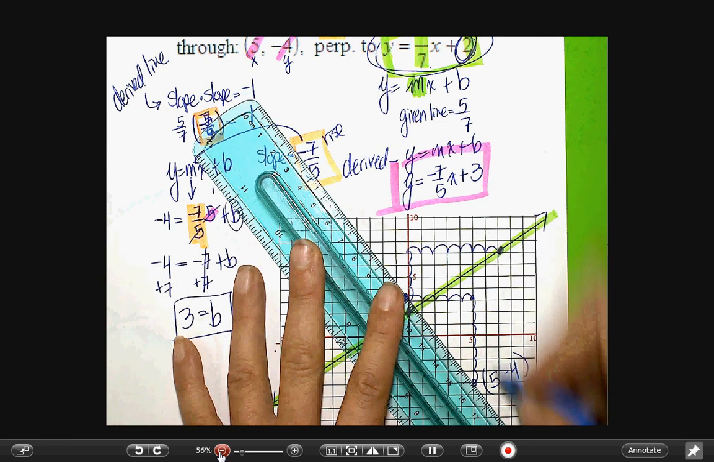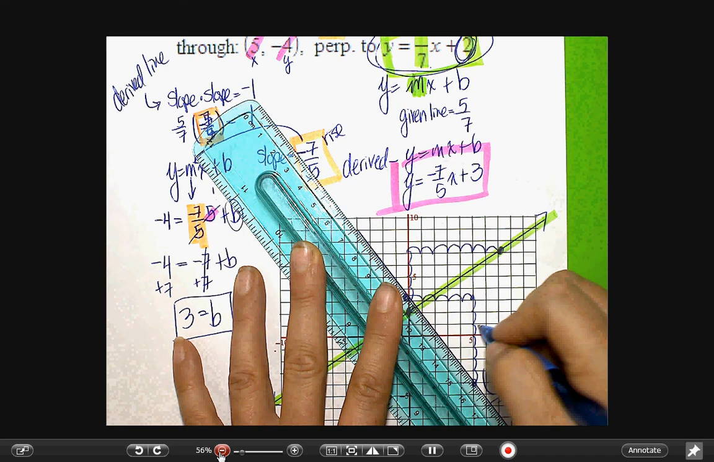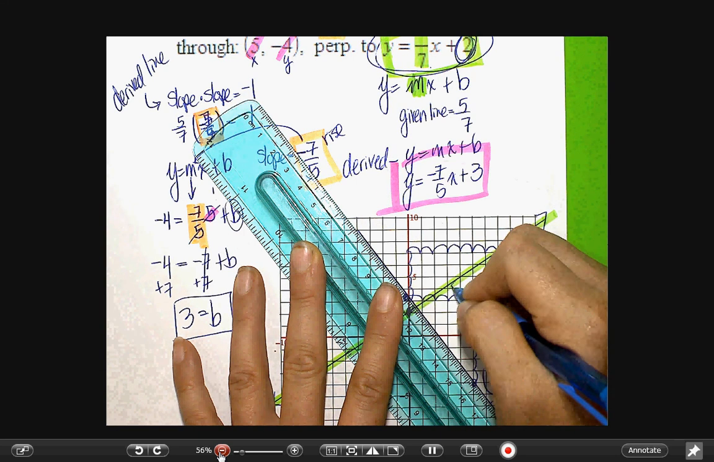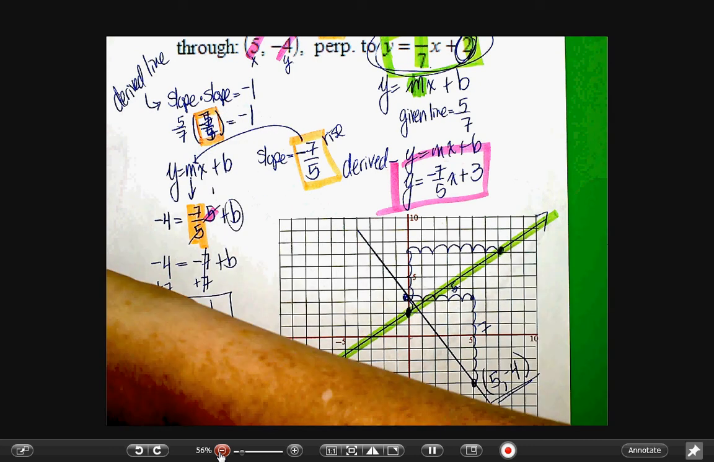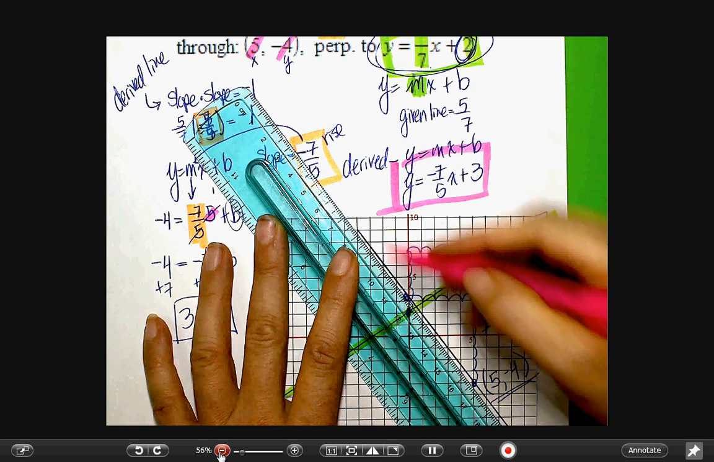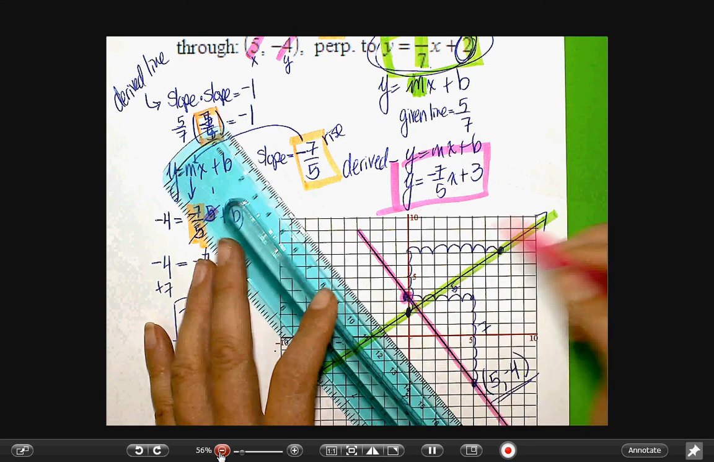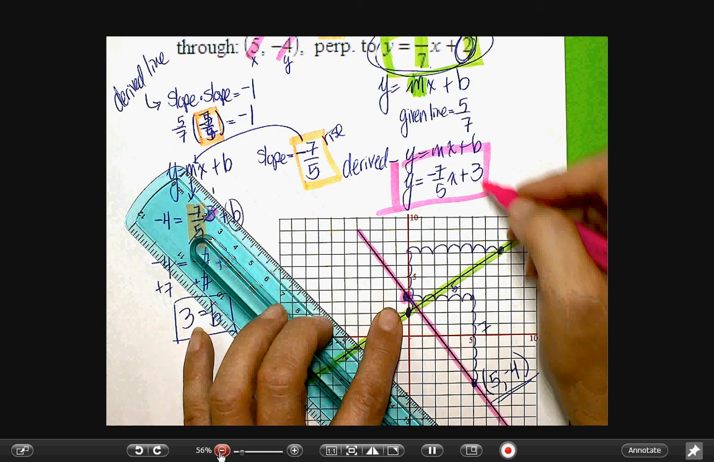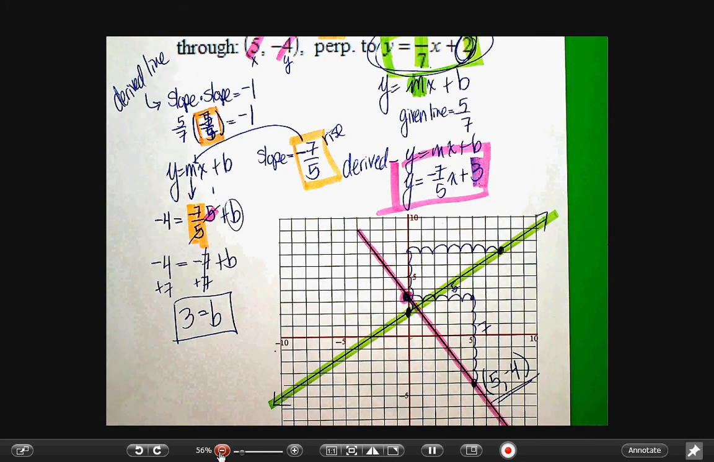Line that up. So we're going through that point, and our slope was negative 7 over 5, which we counted out. And lo and behold, yes, they're perpendicular. More importantly, look where they cross the y-axis. Look at that, positive 3. Ain't that nifty how these work together?